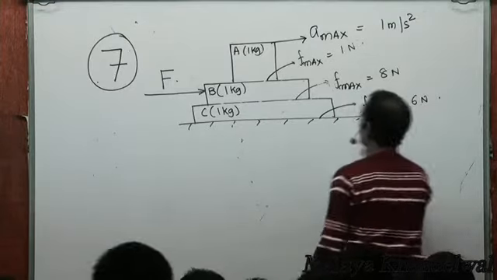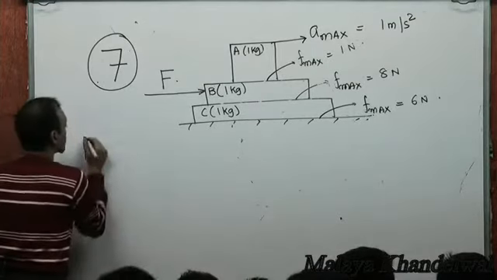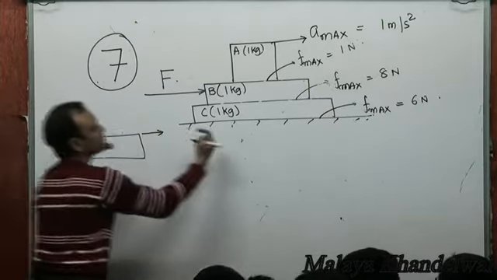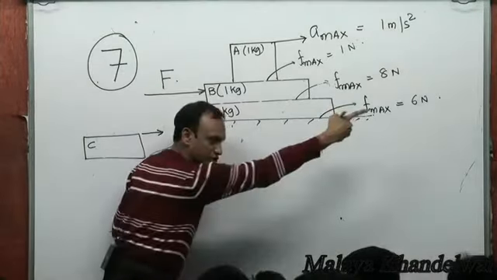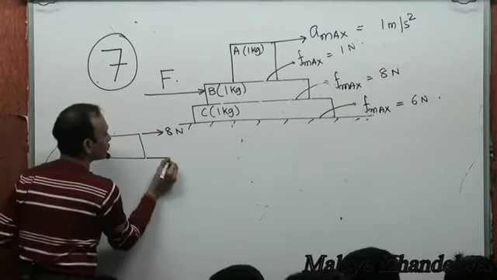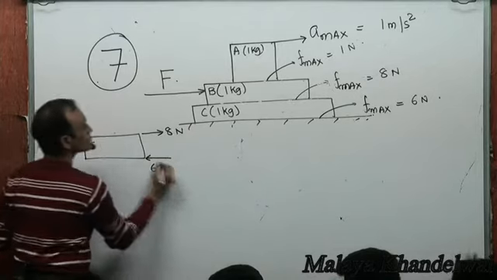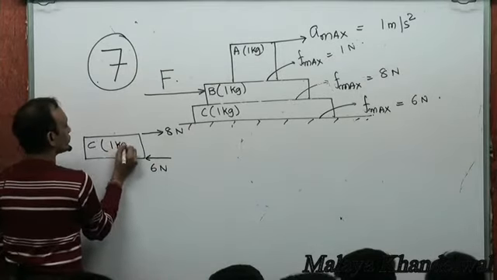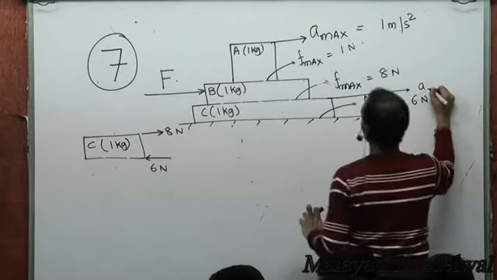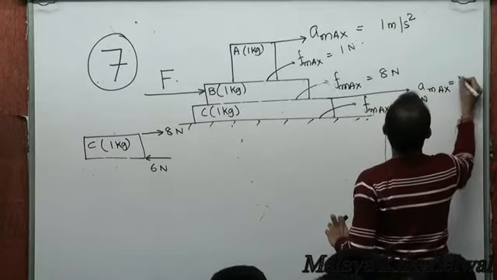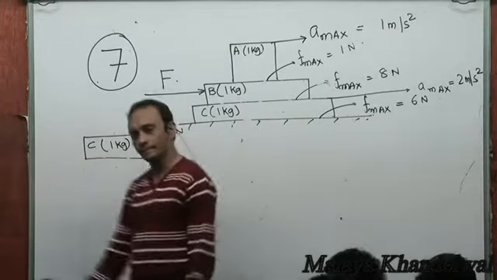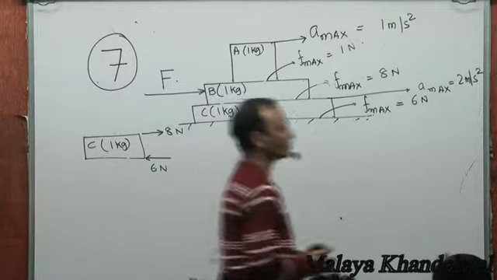Now on B, on C, maximum acceleration would occur when B exerts a maximum frictional force 8 newtons. And if C is moving, obviously ground will exert on it 6 newtons. Therefore, the maximum acceleration of this block is, as you can see, 2 meters per second squared, the maximum acceleration of block C. Okay.